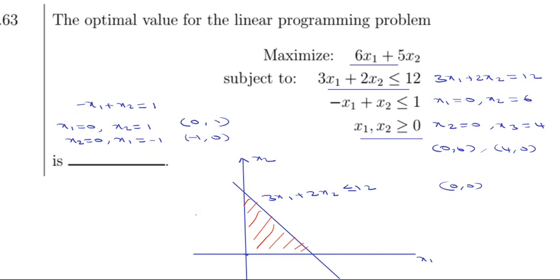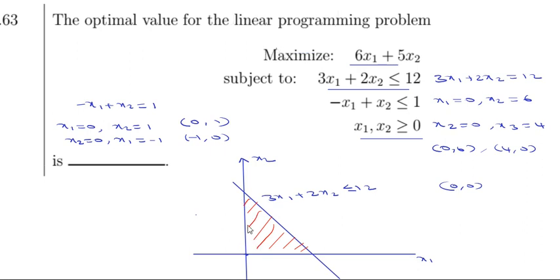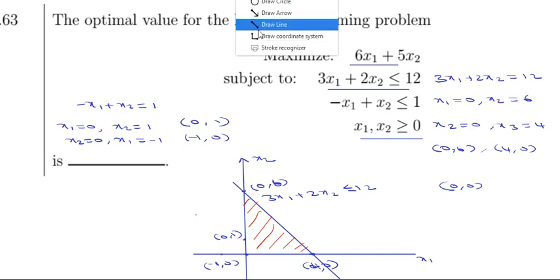Next we will mark the second constraint. The points are (0, 1), and this one is minus 1, 0. The earlier points are (0, 6) and (4, 0). (0, 1) will be on the y axis, and this one is (minus 1, 0). Let us draw the line here.